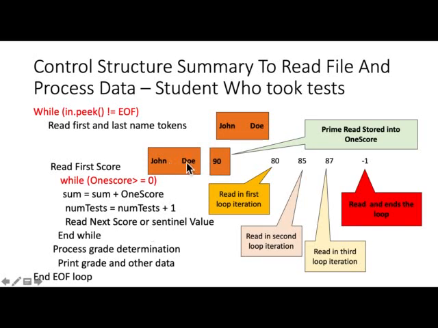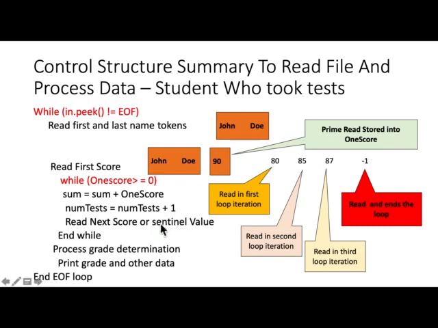So as for this record, we read this one as a prime read. This will be read in first loop iteration, added to the sum. This will be read in the second loop iteration, added to the sum. Reading is done at this step. This will be read in the third loop iteration, added to the sum. Each time, num test increased by 1. So num test will eventually be 4. In this case, 1, 2, 3, 4.